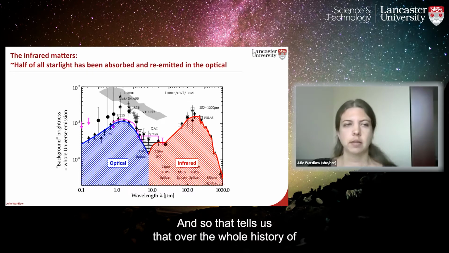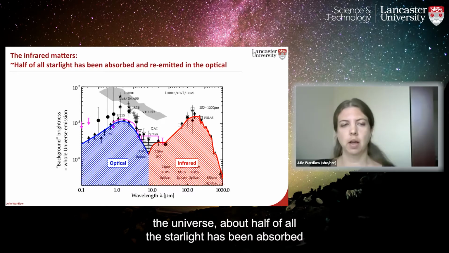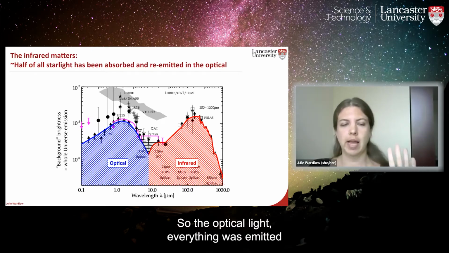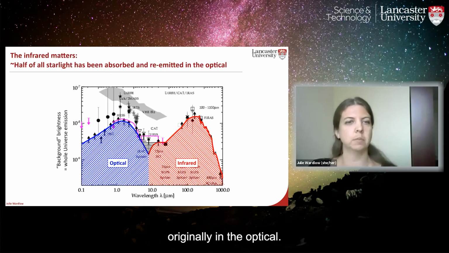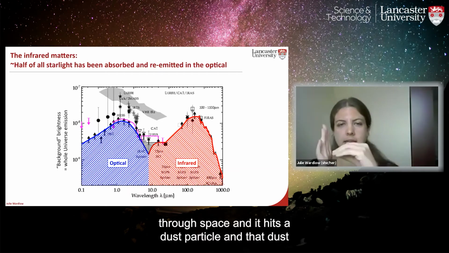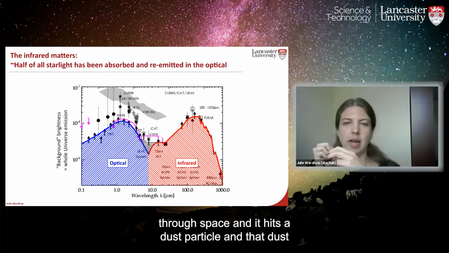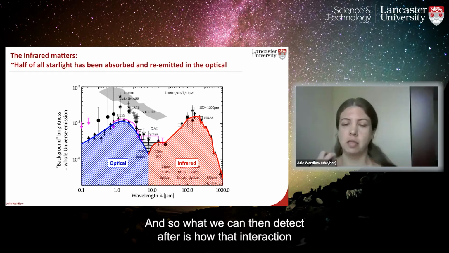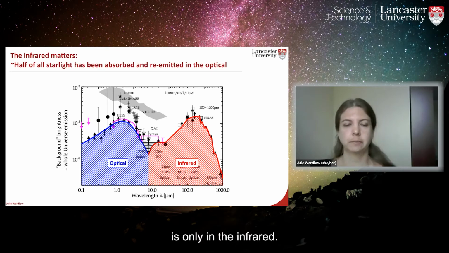And so that tells us that over the whole history of the universe, about half of all the starlight has been absorbed and re-emitted. So the optical light, everything was emitted originally in the optical. And then when it's been emitted, it's traveling through space and it hits a dust particle. And that dust particle scatters it. And then when it's scattered, it's re-emitted in the infrared.